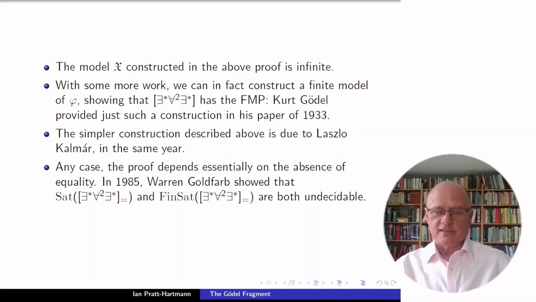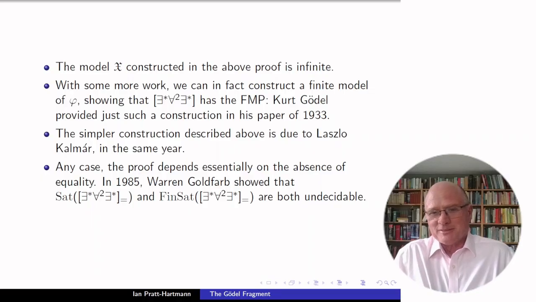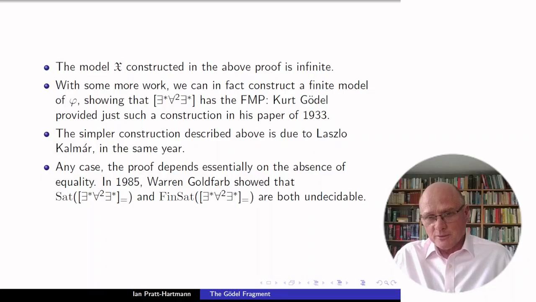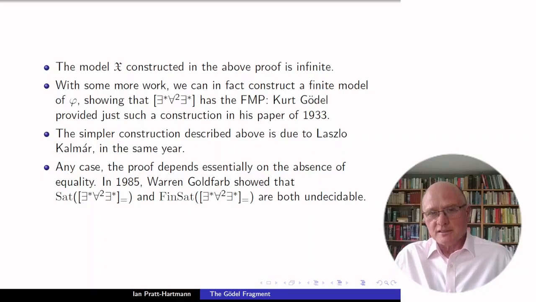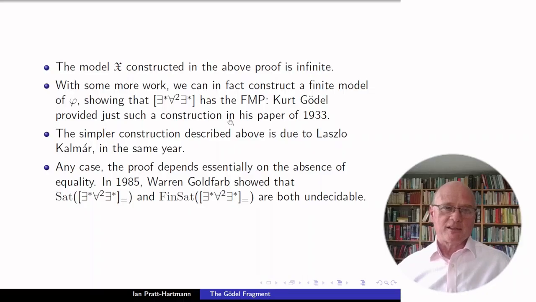The last sentence of Gödel's paper famously claims that the construction is unaffected if you add equality. This is not correct. It turns out that the Gödel fragment with equality, sometimes called the Goldfarb fragment, is undecidable for satisfiability and finite satisfiability, and that was shown in 1985.